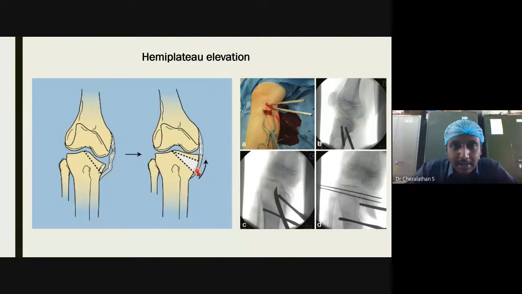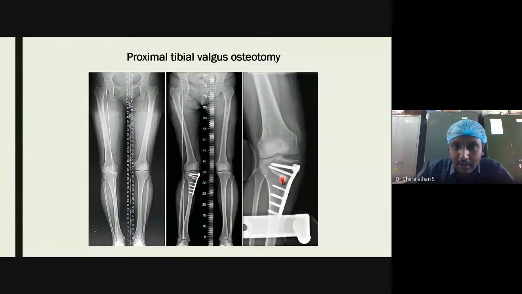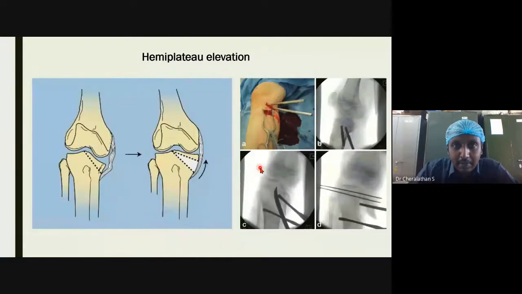What I wanted to stress here is this is a hemi-plateau elevation where only the medial condyle is elevated, whereas here the entire condyle is elevated. See, the osteotomy line is from here to here, started here and it exited here. The entire plateau is elevated in valgus osteotomy, whereas in hemi-plateau, the lateral part is not disturbed. Only the medial part is elevated. You can do either of the procedures, whichever the surgeon is familiar or confident of. Both give good results, right?